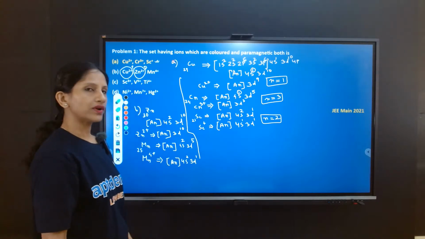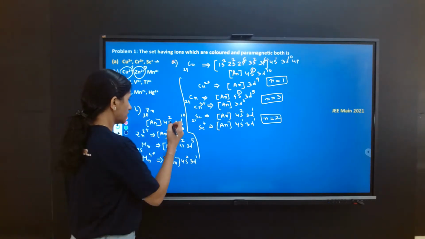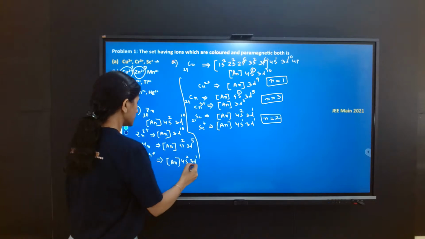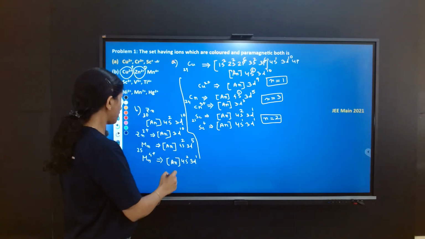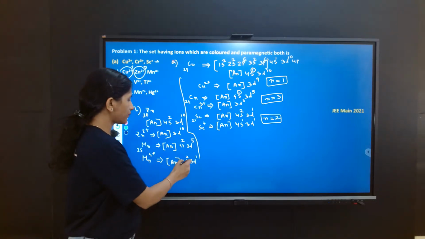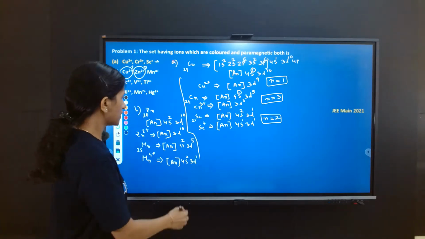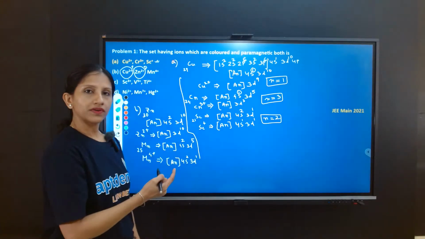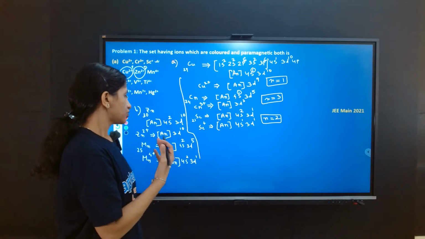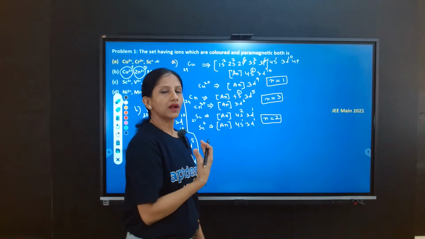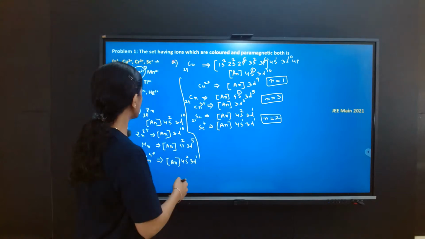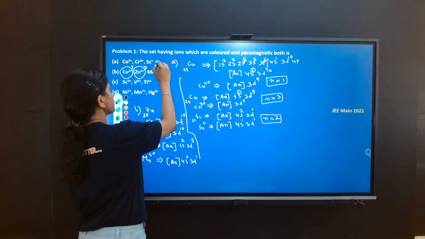So all the 4 electrons will be removed from the 3d orbital. So manganese 4+ has the electronic configuration argon 4s2 3d1. It has a d1 configuration, so it should give you some number of unpaired electrons. It is also paramagnetic in nature.